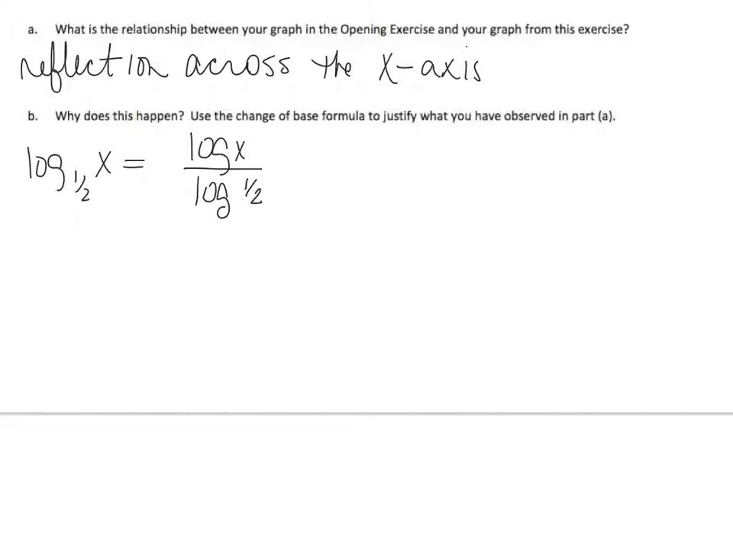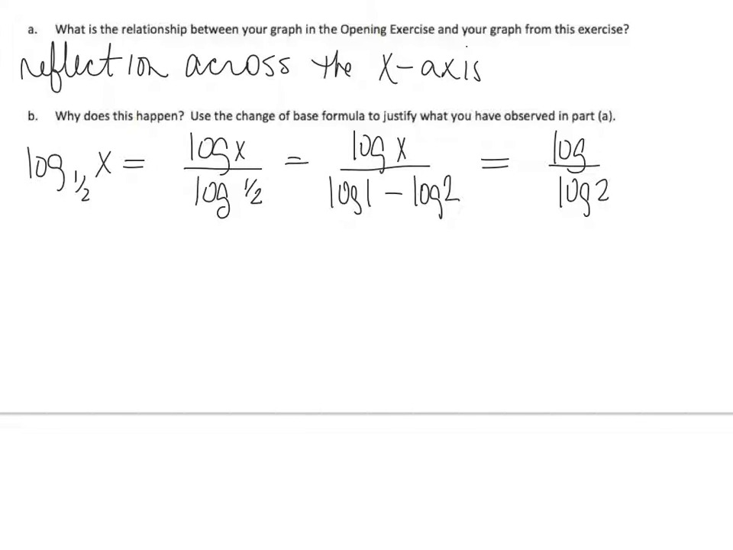And I can simplify this more. Log x over log 1 minus log 2. The log of 1 is 0. So this is really what I have: negative log x over log 2, which is really negative log base 2 of x. I just reversed the change of base formula, right?